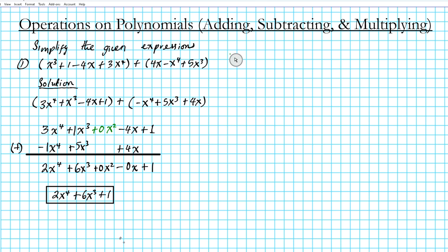All right, so now let's take a look at a situation where we are to subtract. So for number 2, let's say we have 5x to the 4th plus 2x minus 1 minus 2x squared. So we have this quartic polynomial with 4 terms, and we're going to subtract a quartic trinomial from it, 2x squared minus 3x to the 4th plus 4x.